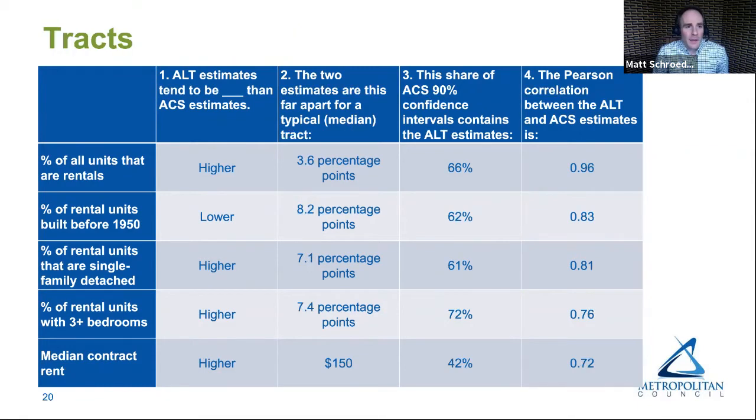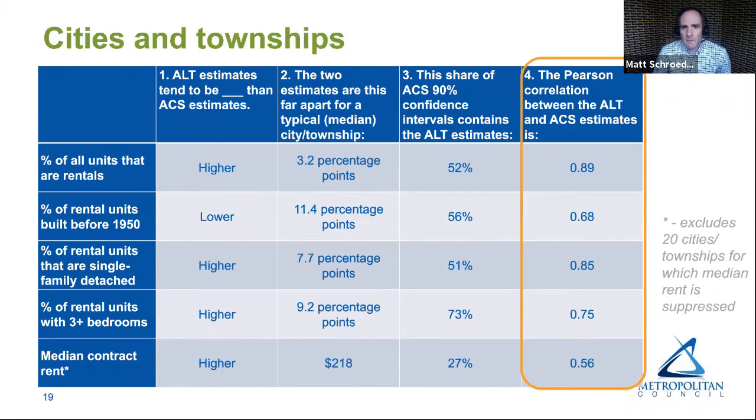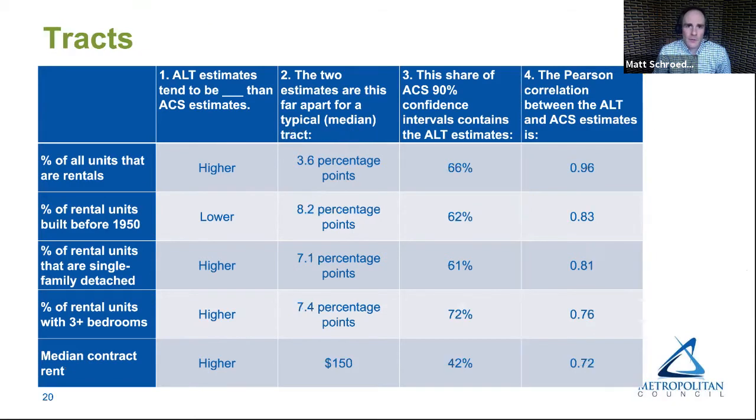And then looking at census tracts, I'll just mention that the same general patterns occur here, but you may notice that comparing cities and townships to census tracts, the degree of divergence in column 2 and the Pearson correlations differ. So the divergence tends to be lower for census tracts, and the correlations tend to be higher. I'm not quite sure what to make of that, except to say that it's consistent with one other study that I've seen.